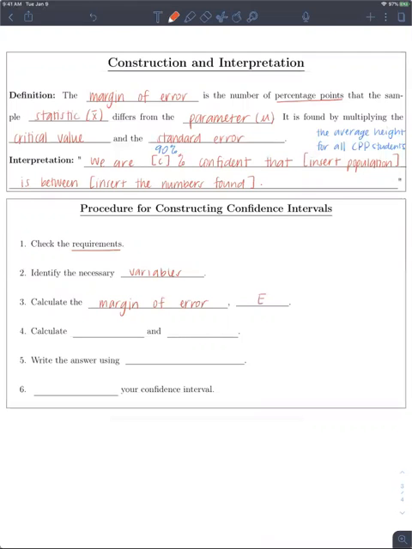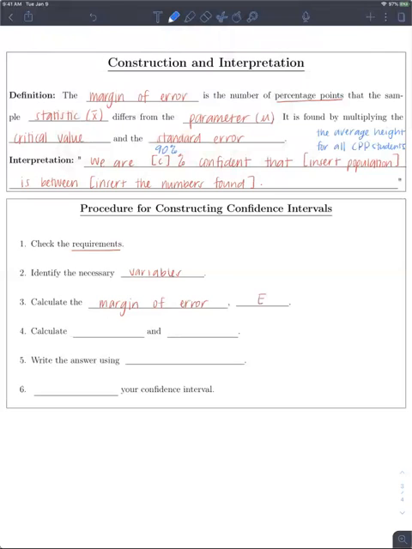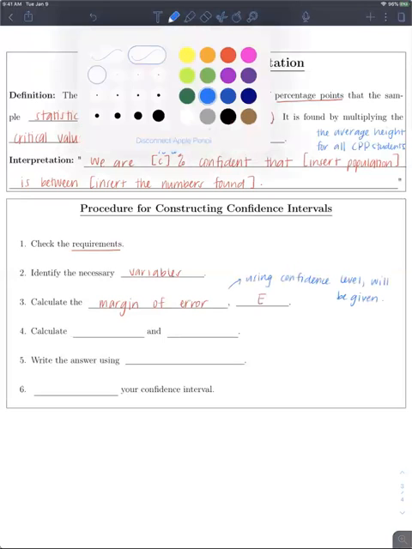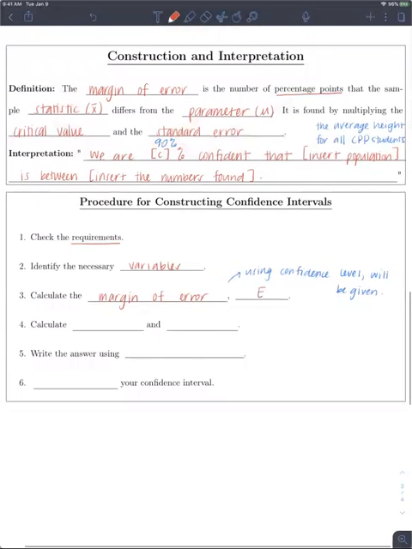After you figure out what your margin of error is, and so here, let me just put a little note. You're going to find the margin of error using the confidence level. And this confidence level will be given. It's very similar to alpha, right? If you were always given alpha, you're always going to be given C. And so after you do the margin of error, you're going to take it and use it.